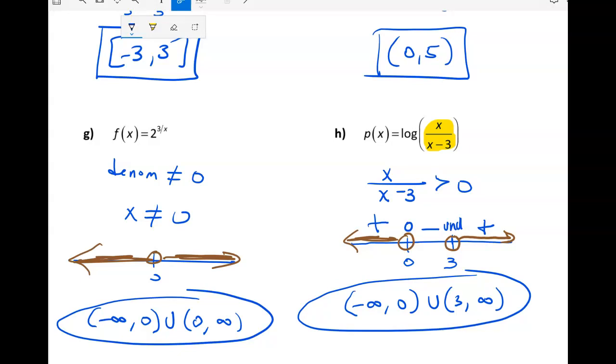The fact that at x equals 3, the expression was undefined, didn't matter for this inequality. However, if we had a square root inequality where we're setting it greater than or equal to 0, that would mean that 0 would be included and 3 would not.